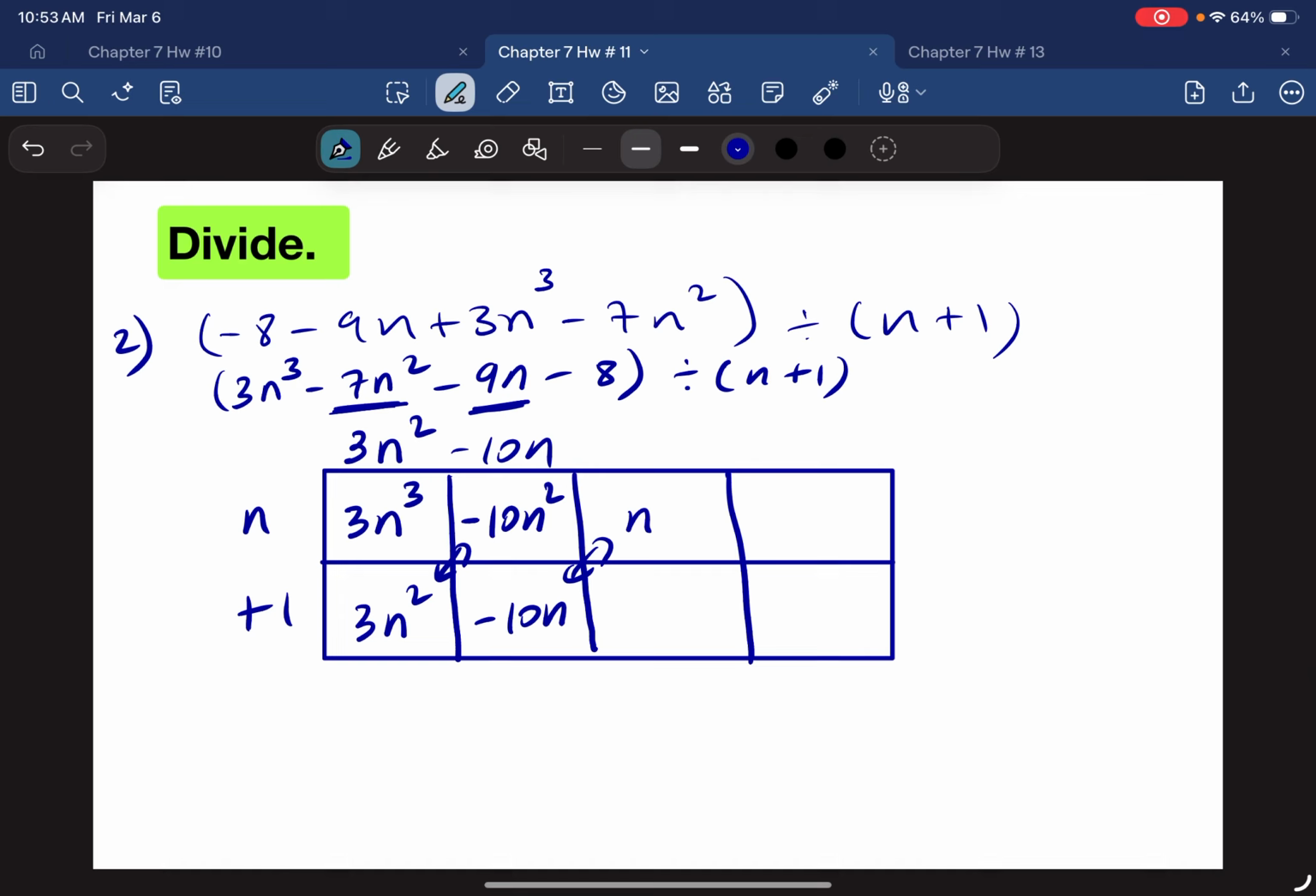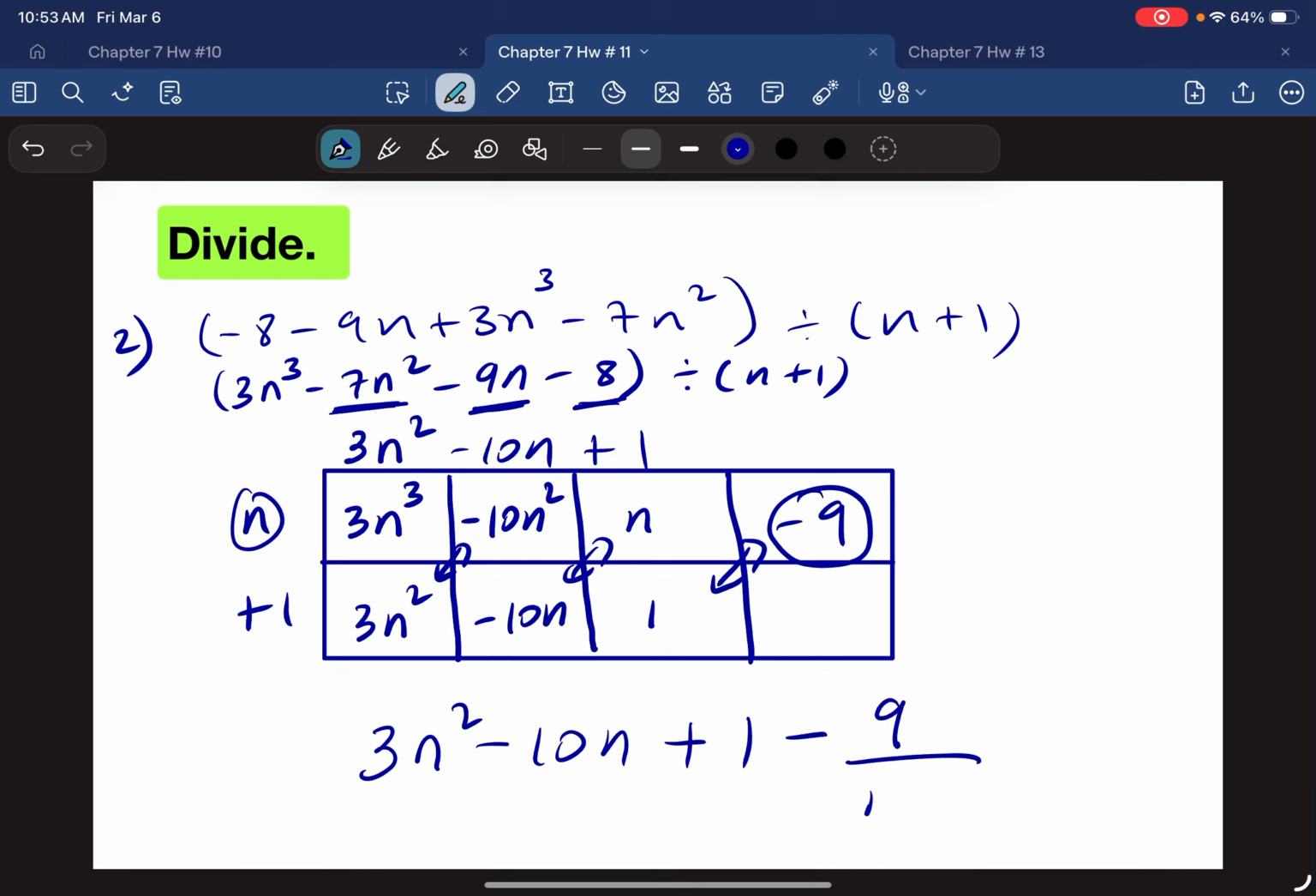And then we repeat the pattern again. So here it's going to be n times what gives us n? That means it has to be positive 1, because 1 times n is 1n, right? So 1 times 1 is 1. These two rectangles add up to give us negative 8, and we already have 1. That means we need to put minus 9 here. So this is your remainder. So your final answer is 3n squared minus 10n plus 1 minus 9 over n plus 1.